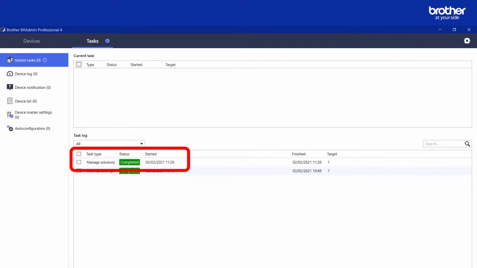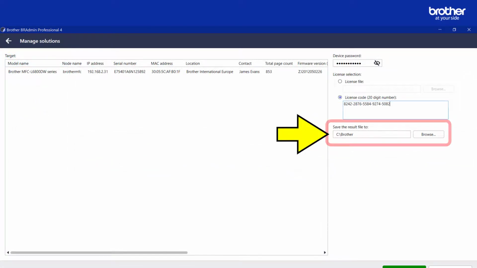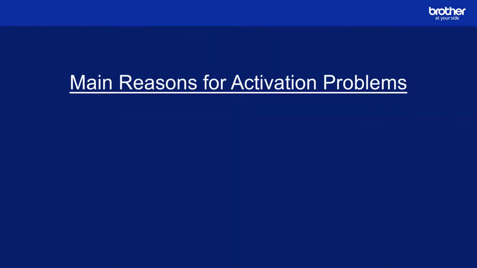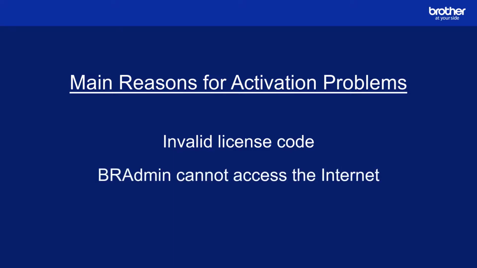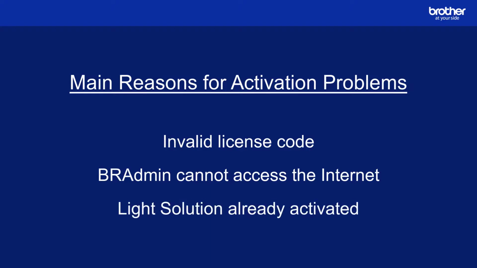To find the possible cause, please open the log file. It can be found in the location you specified earlier from the Light Solutions activation window. Three of the main reasons for activation problems include using an invalid license code, BRadmin not being able to access the internet, or the Light Solution you are trying to activate is already active.